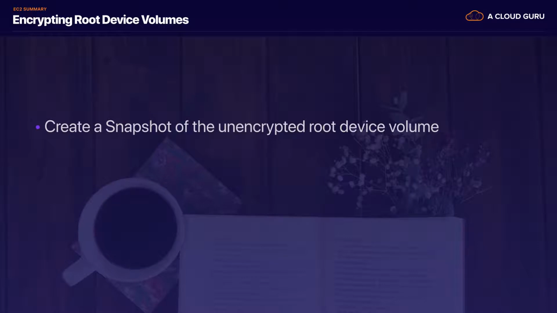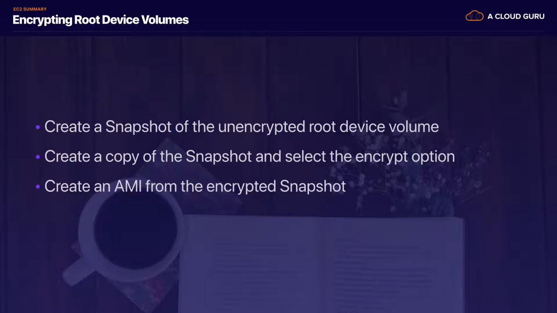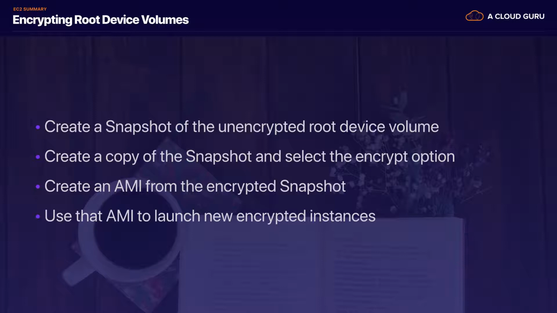In terms of encrypting root device volumes, how do we do it? Well, we created a snapshot of the unencrypted root device volume. We then created a copy of the snapshot, and when we did that, we selected the encrypt option. We then created an AMI from the encrypted snapshot, and then we used that AMI to launch the new encrypted instances.